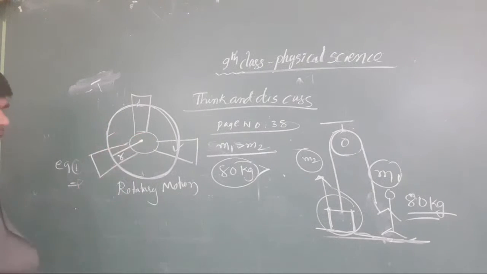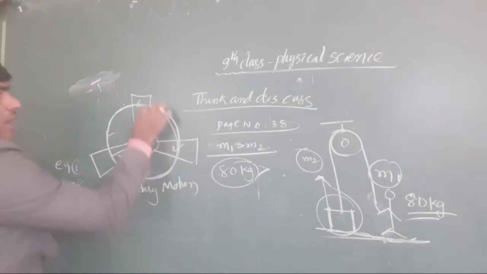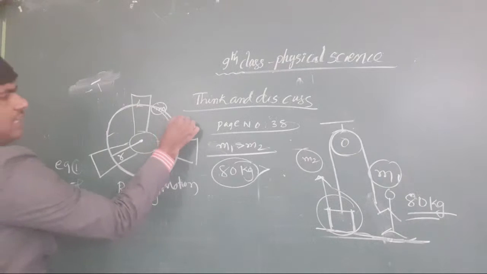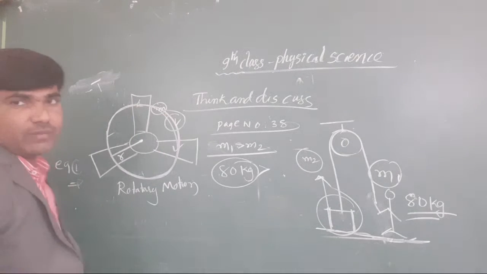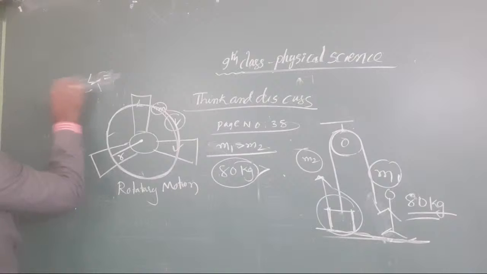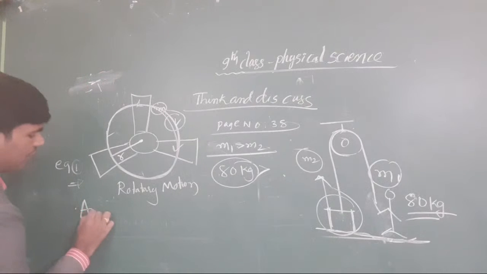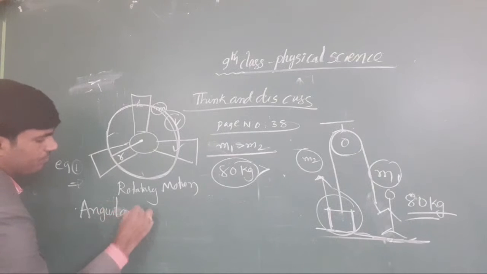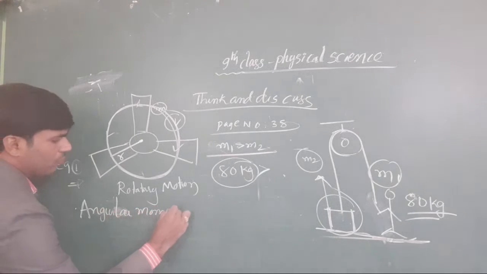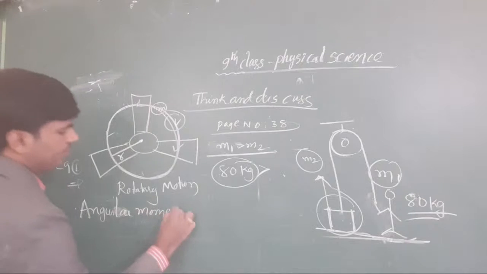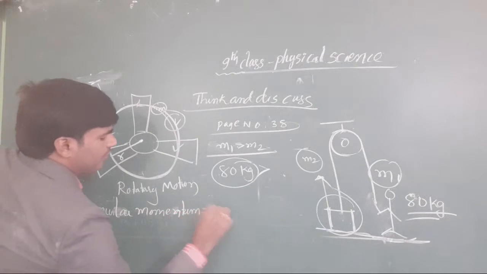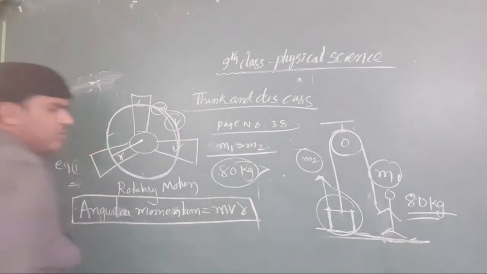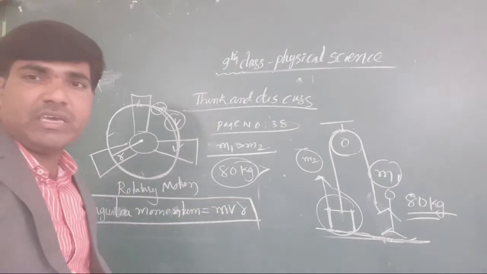The distance is taken as r, and the mass of the wings is taken as m. The velocity is taken as v. That is called angular momentum. The angular momentum is equal to mvr.